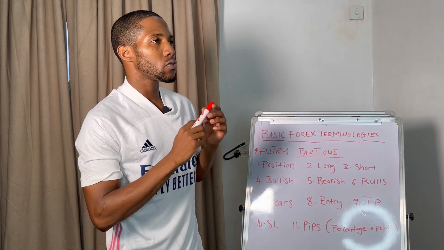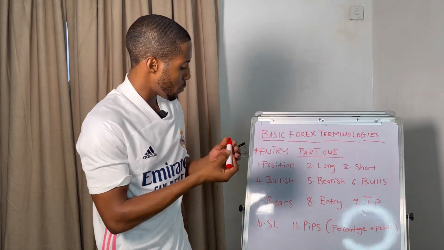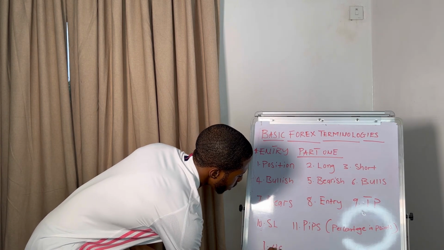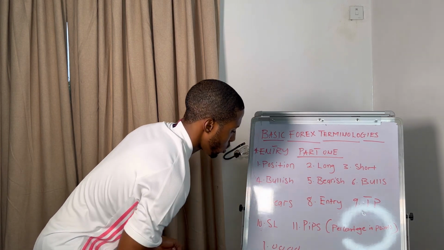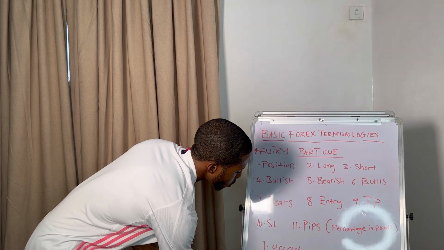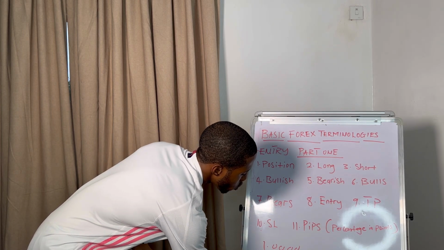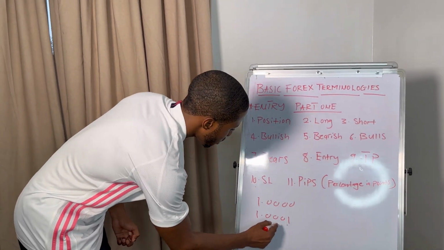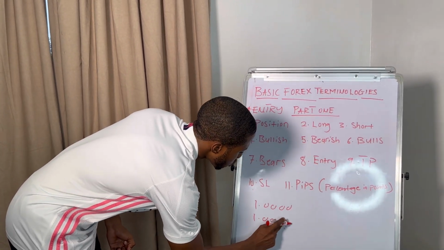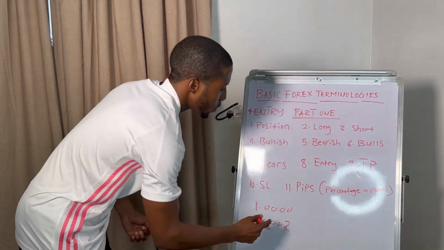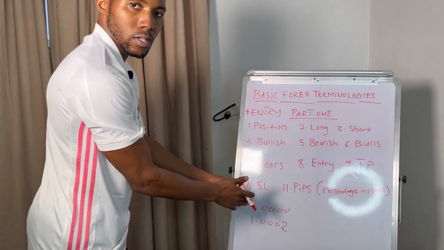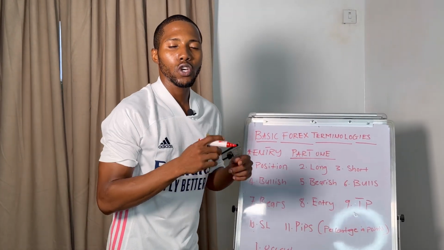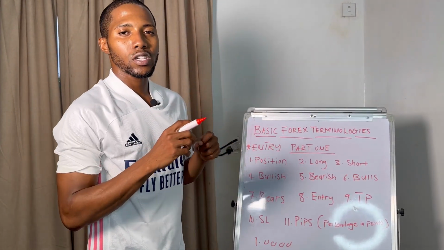So let's say dollar was at 1 2 3 4 5. Let me write it down for you. Let's say dollar was at 1.00000 and it moved to 1.0001. This one now is called 1 pip. It moves to 2, it's called 2 pips. So this is where the profit is at. Pips, percentage in points. So anytime you hear pips, you know that it's called percentage in points.